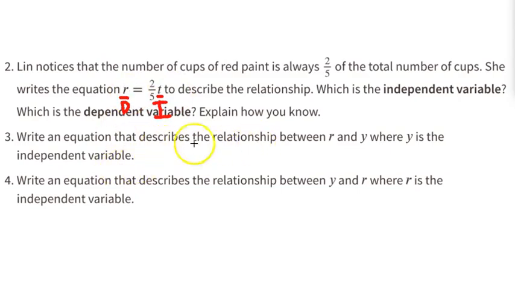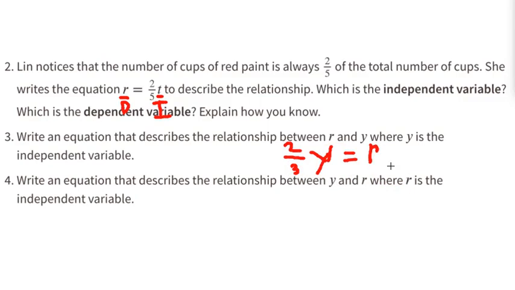Write an equation that describes the relationship between R and Y, where Y is the independent variable. Okay, probably something like this. So if Y is the independent variable, we have to take it and multiply it by something to get us to R, right? Well, for every 2 cups of red, we need 3 cups of yellow. So if we use 2/3 yellow, that'll give us our red.